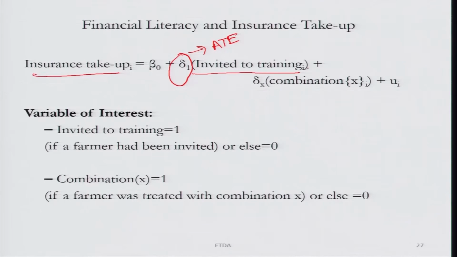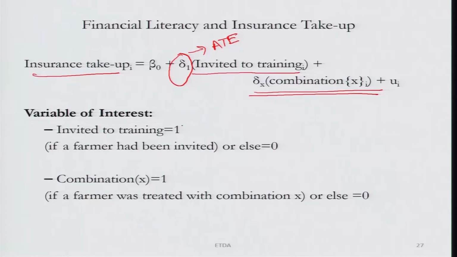So, in addition to invited to training, what the authors are also interested in is to see whether each of these or any of these marketing interventions that we have affects insurance take up. So, these combinations Xi essentially are the different marketing interventions that we discussed before, the demo, weather forecast and so on, and their combinations. So, all the 6 possible combinations.